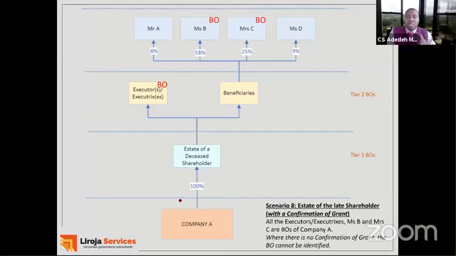So in this case, all the executors or executrixes, Ms. B and Mrs. C, are beneficial owners of the company. Now, please do note that where there is no confirmation of grant, the BO of this estate cannot be identified, and Regulation 11A then applies. You can enter one of the statements under Regulation 11A in your register that we do believe that there is a beneficial owner behind this estate, but for some reason, we cannot identify them at the moment.